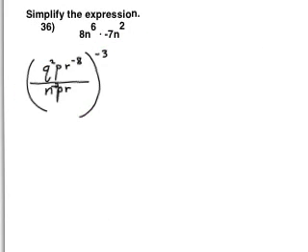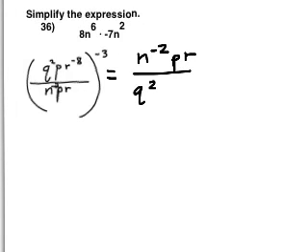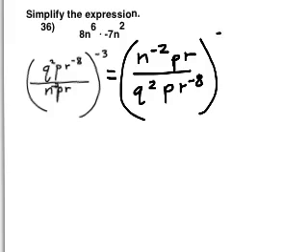Okay, for clarity's sake, we'll just do this rather complicated problem over again. So starting off with this negative exponent, let's flip the whole thing over exactly the way it is. So I'm going to put n to the negative 2 P R on top, q to the second P R negative 8 on the bottom. Okay, now that's to the positive 3. Now let's look in there, see if there's anything we can cancel out. Well, we can cancel out these p's.